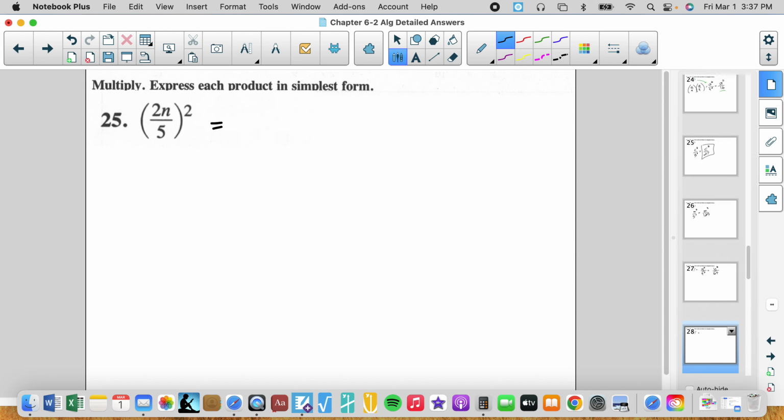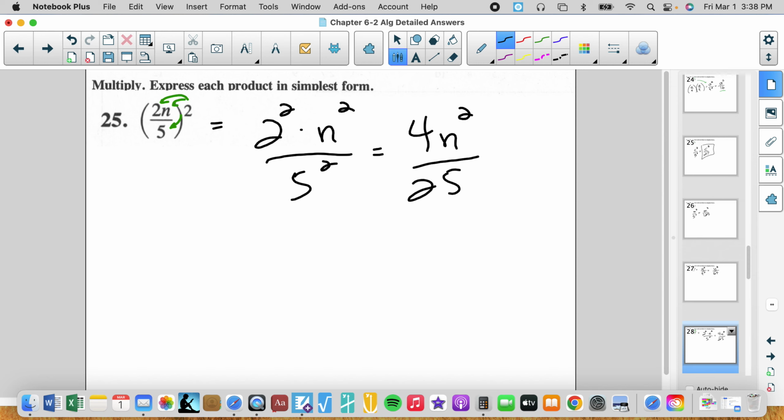Ooh, this is good. So when we distribute this, you got to distribute it to the 2, the n, and the 5. So each of those pieces. So it's 2 to the second, n to the second over 5 to the second, which equals 4n squared over 25.